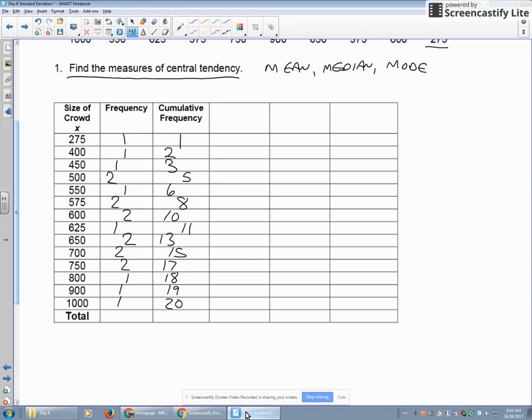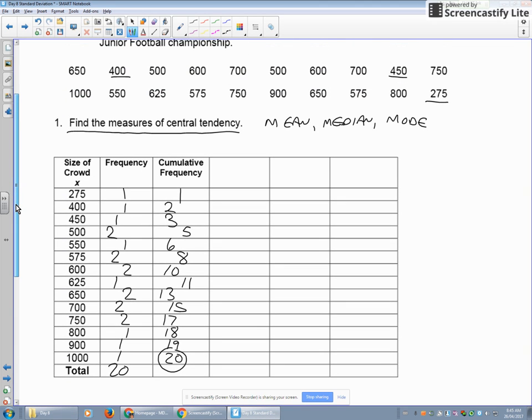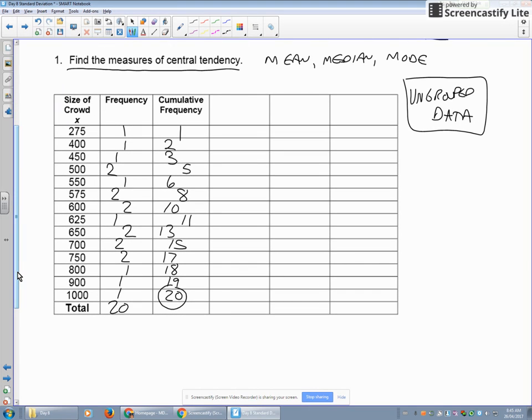All right, so we've got our total here. Total frequency is 20, which matches our 20 cumulative frequency. In this particular case, we haven't grouped these into intervals. So this is ungrouped data. It's important to know. And for now, these last 3 columns, don't worry about those. Those are going to be something we're going to come back to as we take a look at standard deviation.